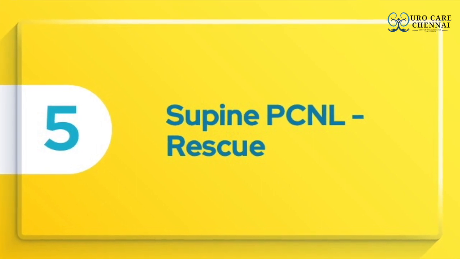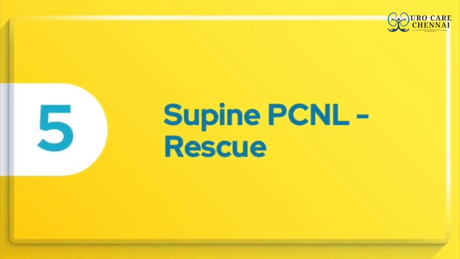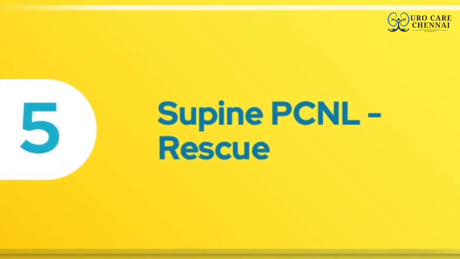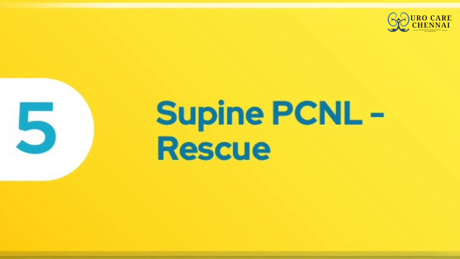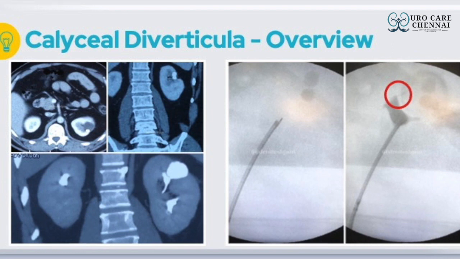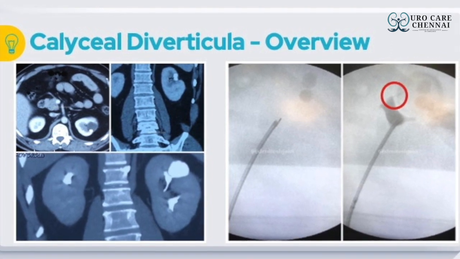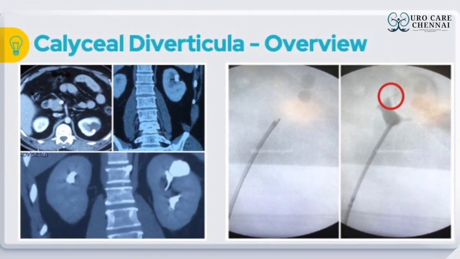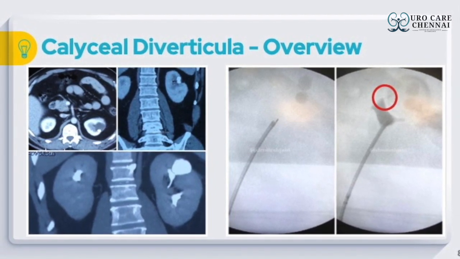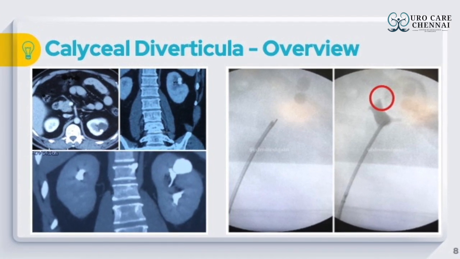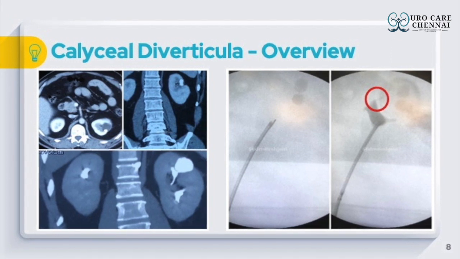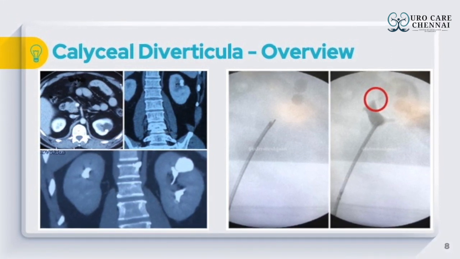Fifth scenario is ECIRS, where supine PCNL came to our rescue when we were not able to reach the stone with the help of flexible ureteroscopy. Here we can see two 9 mm stones located in the upper calyx diverticulum, which is quite dilated. We did a flexible ureteroscopy, but due to angulation there, we were not able to reach the stone, and since the cavity was large, we thought supine PCNL may be a better choice to dilate, because even if we clear the stone, it may lie in that cavity.